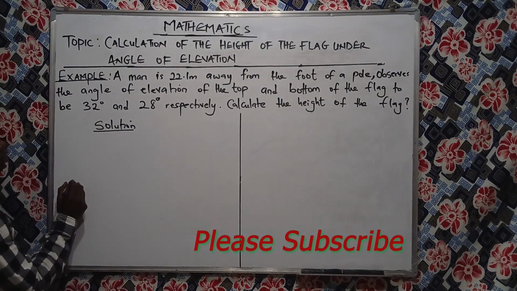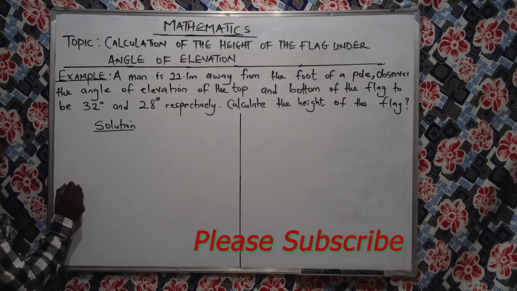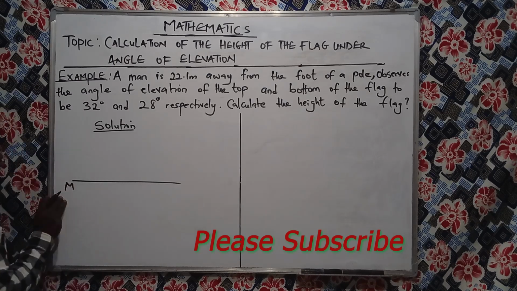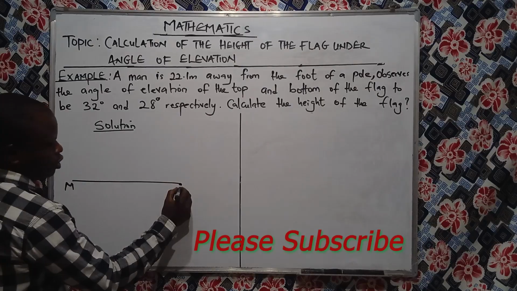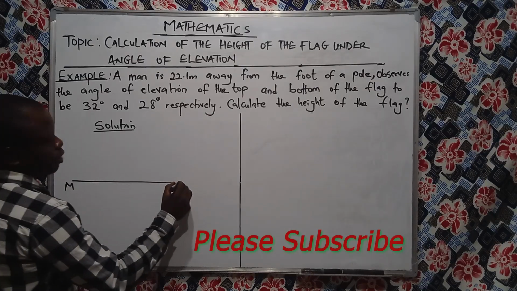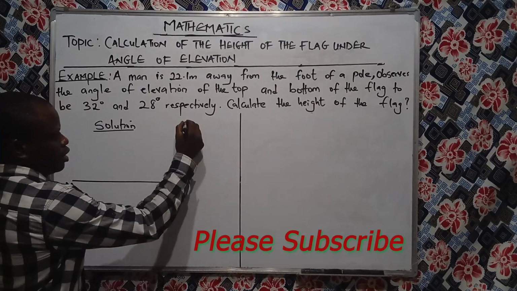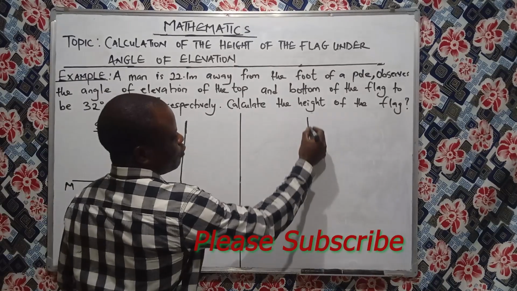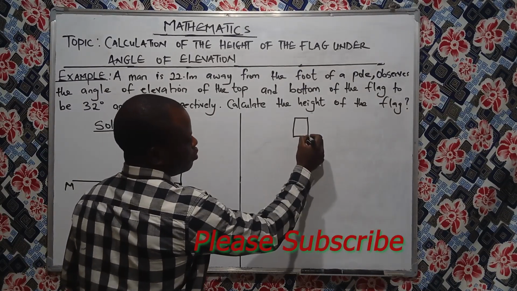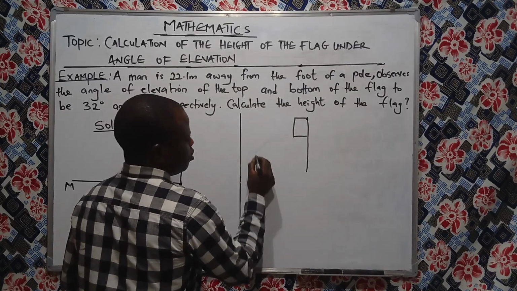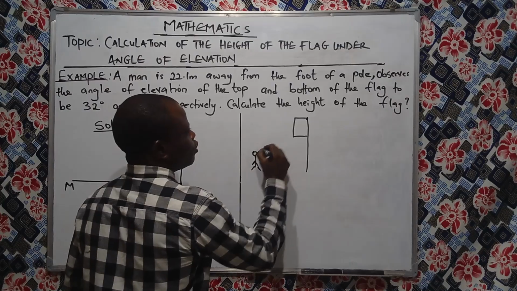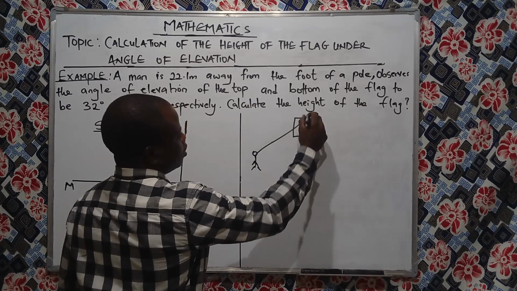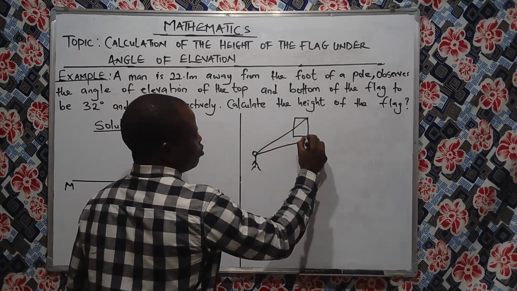A man is 22.1 meters away from the foot of a pole. Use M to represent the man. This is the foot of the pole, represented with a straight line. Don't forget that a flag is being held by a pole. The man looks up at the angle of elevation to the top of the flag. This is the top of the flag and also the bottom of the flag.